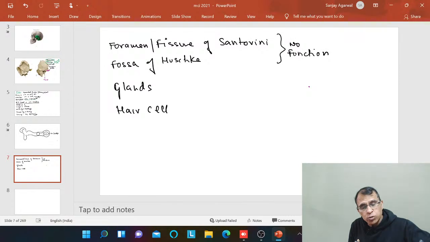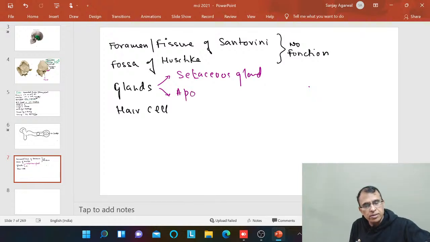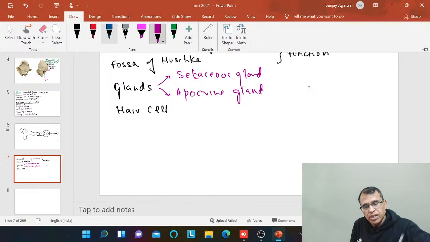Now, how many types of glands do we have? We have two types of glands. One is called sebaceous gland, and the other is called apocrine gland. Obviously, if they are glands, they will have secretions. And this is your next question: what does each of these two glands secrete?